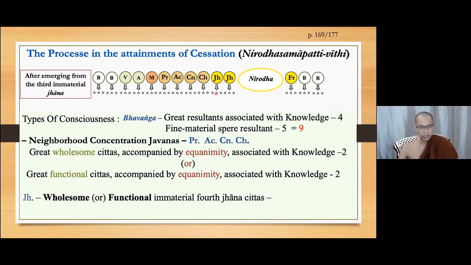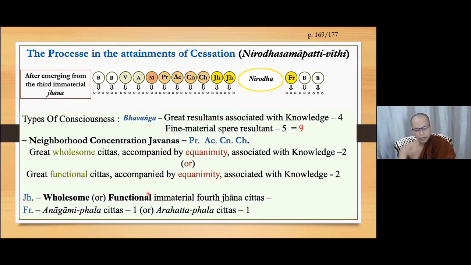Then the jhana, wholesome or functional. The wholesome is related to the non-returner person. The functional is related to the arahat, the immaterial fourth jhana. Then about the fruition, the Nirodha, in the Nirodha we don't need to identify the consciousness. Then the fruition is Anagami phala for the non-returner, and Arahatta phala for the arahat. So this is what we need to understand about the process of Nirodha Samapatti.